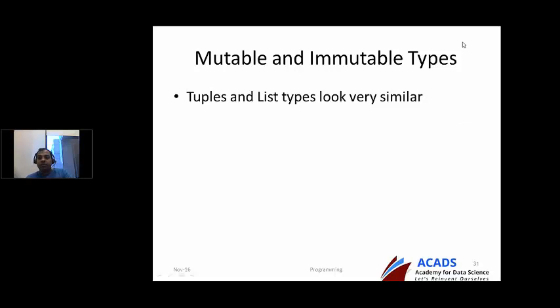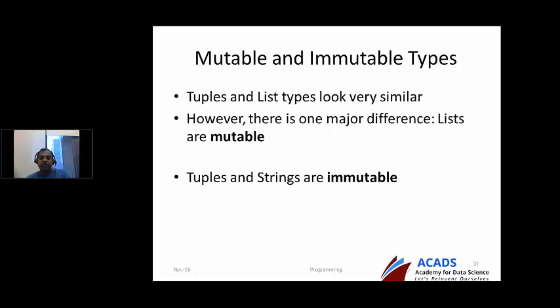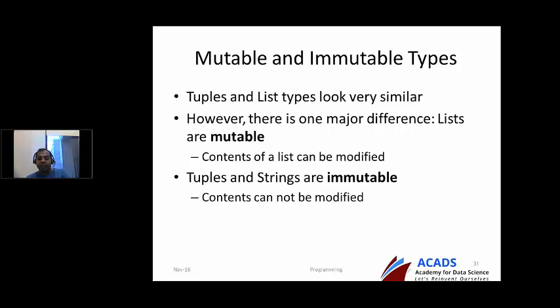So we saw that tuple and list types look very similar. However, there is one very big difference. Lists are mutable and tuples and strings are immutable. What that means is the contents of a list can be modified. We saw several functions which can modify the contents, but the contents of tuples and strings cannot be modified. Again, so what is the big deal about it? Why do we say that this is a very important feature?